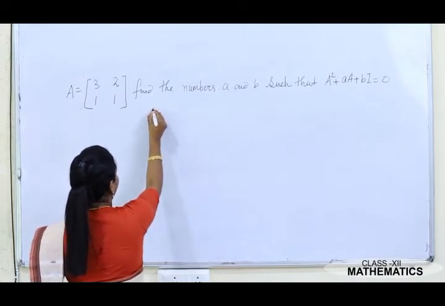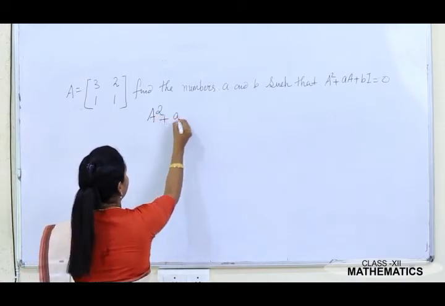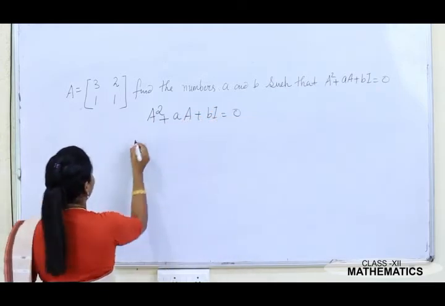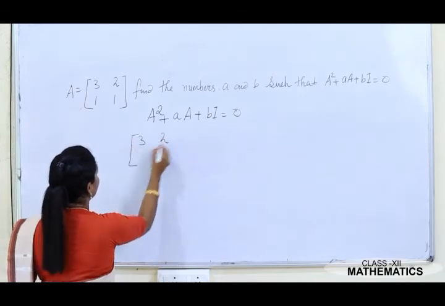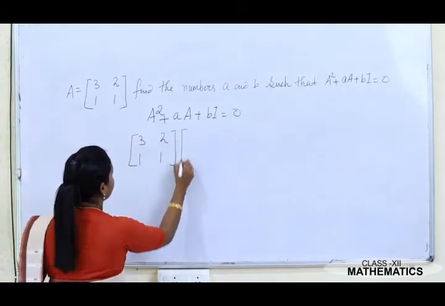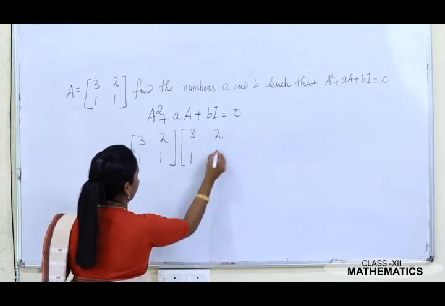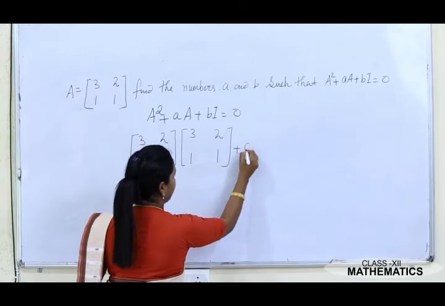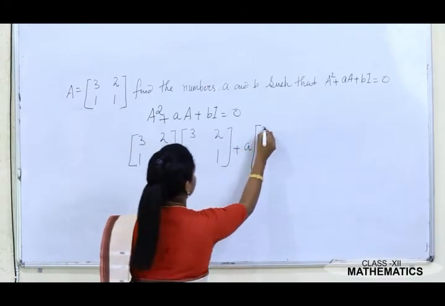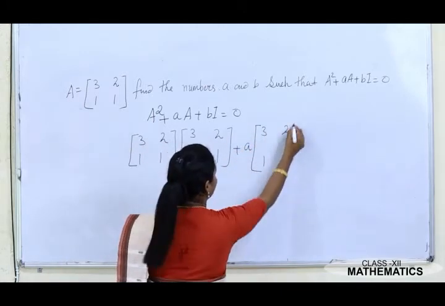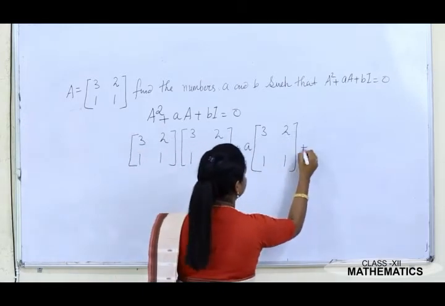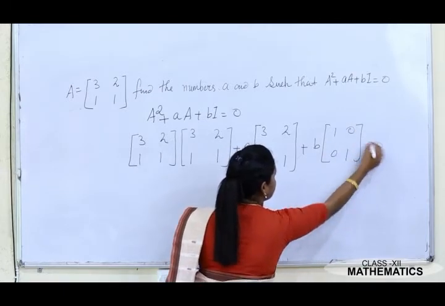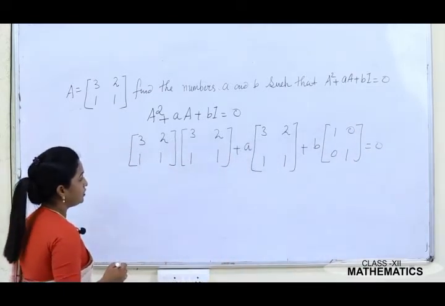So the equation is A square plus aA plus bI is equal to 0. Okay. Now we'll put A as 3, 2, 1, 1. Okay. Again it is 3, 2, 1, 1. What I am doing here? I am finding A square. So I am writing 2 times A. Correct? This A into what is A? 3, 2, 1, 1. I am substituting the value here. Correct? Plus b into I is your 1, 0, 0, 1. And this is equal to 0 given to you. Correct?